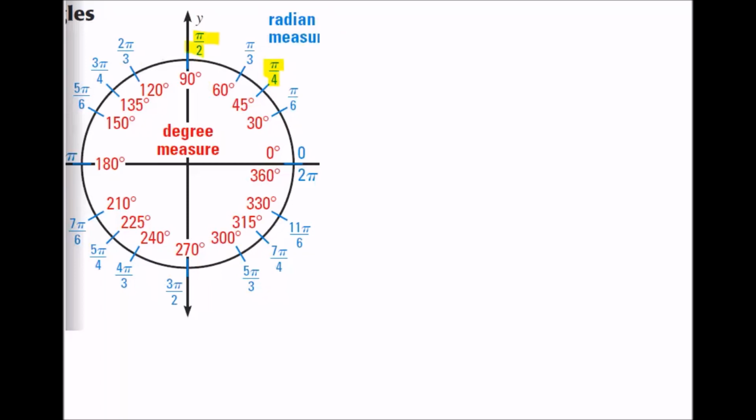90 degrees is pi over 2. 180 degrees is just pi. 270 degrees is, of course, 3 pi over 2. That's pi and an additional 1/2 pi. And 360 degrees is 2 pi radians. Now, the rest of those are here for you.